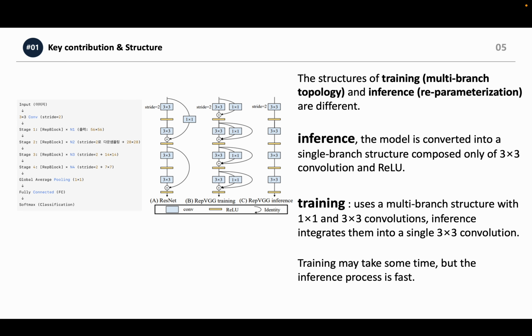On the left is the overall model architecture, and on the right is the Rep block structure. As shown, the training and inference structures are different. During training, 3x3 and 1x1 convolutions with batch normalization and ReLU are used. During inference, it is simplified to a single 3x3 convolution with ReLU. The key point is that it used a multi-branch structure for training and a single branch for inference.